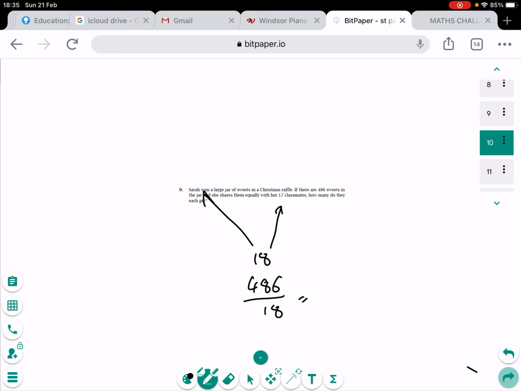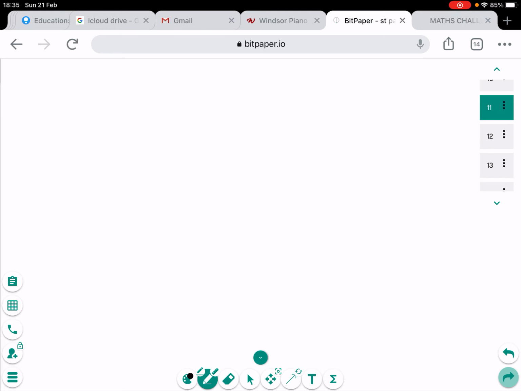Wait, can that divide by 3? Yeah. So, let's divide by 6 first. So 81 over 3. So, 27 is our answer for this question. So 27 is the answer for question 9.